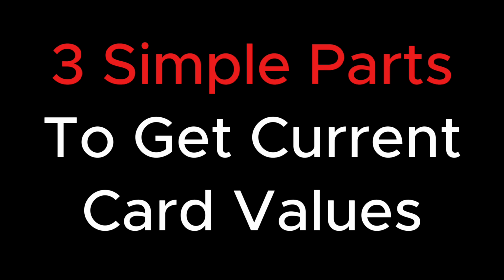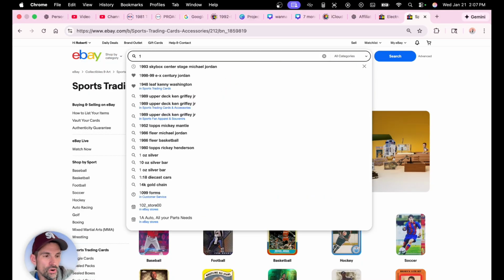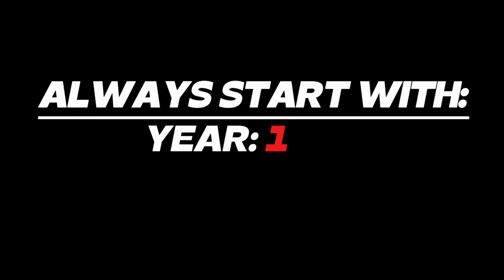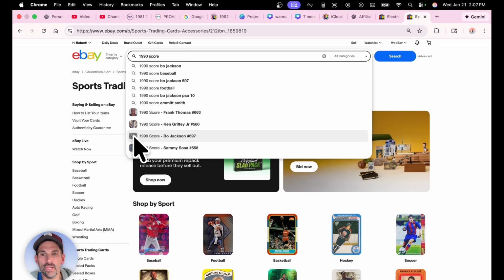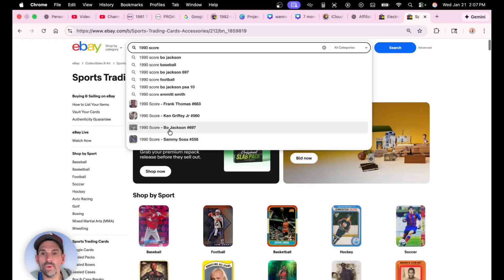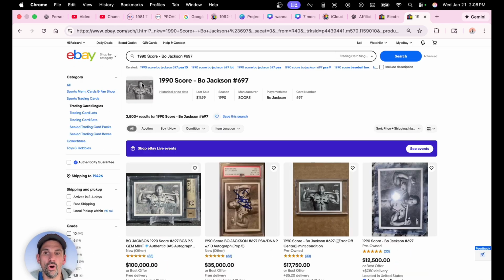Three main components for me. Number one, I'm starting with the year and make of the card. So it's a 1990 Score. When I hit in this search bar, I have this little picture here in the list of search terms. So when I hit that, here is the picture of the card, and with that picture comes all of this information: last sold for, the information about the card number, the athlete.